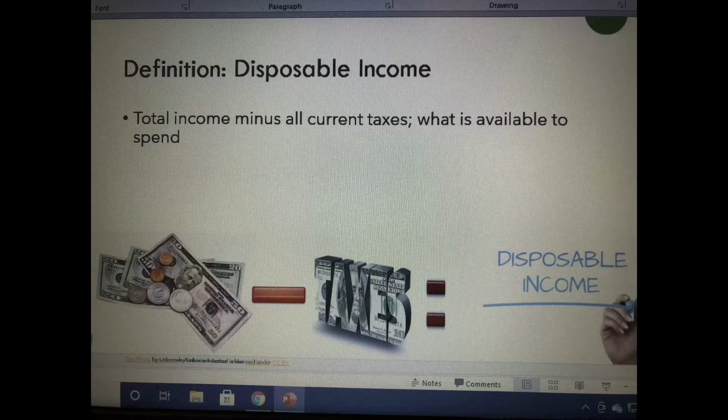By a simple definition, disposable income is your total income minus all current taxes. Federal income tax, state taxes, social security, etc. So a milder perspective is the money that is available to use without any encumbrance.